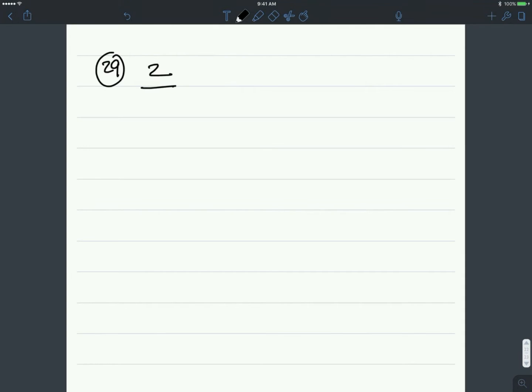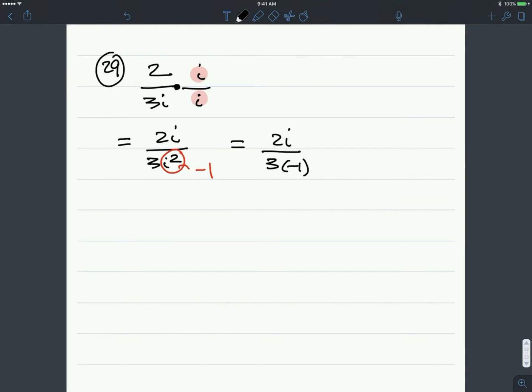29, we have 2 divided by 3i. Again, we're going to multiply top and bottom by the same fraction. I over I, which is really the number 1. So we preserve our equality, and multiplying these fractions, we get 2i over 3i squared. Again, the I squared is the value negative 1. So this will become 2i over 3 times negative 1, or simply 2i over negative 3. A positive divided by negative is a negative, and so this is negative 2i over 3. Notice there is no imaginary number or complex number in the denominator. This is just a real number value. This is what we have to do.